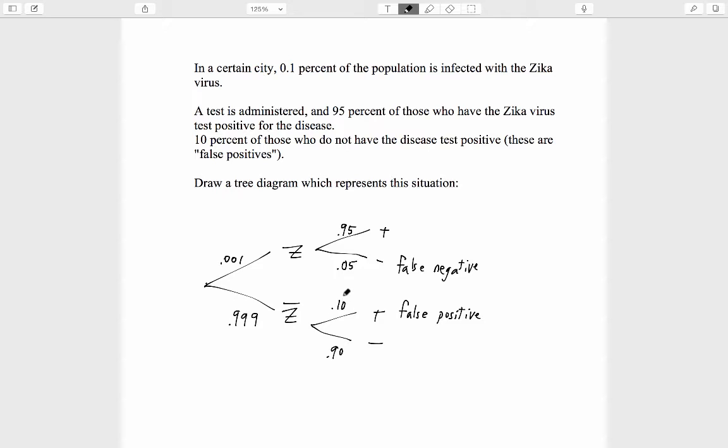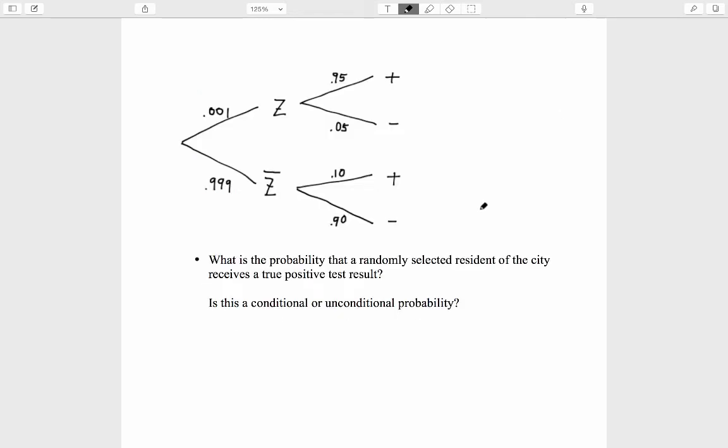We're ultimately going to want to turn this into an ideal data set and set up a table, but it's actually very helpful to start with the tree in these problems where you're given some unconditional information and some conditional information. What is the probability that a randomly selected resident of the city receives a true positive result? Is this a conditional or unconditional probability?